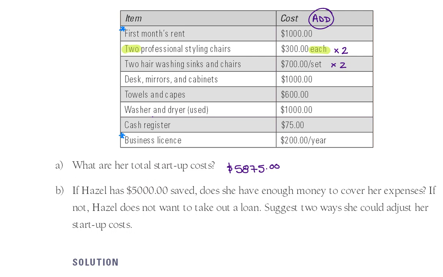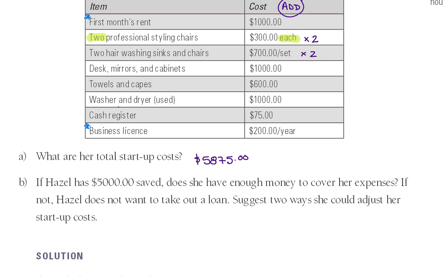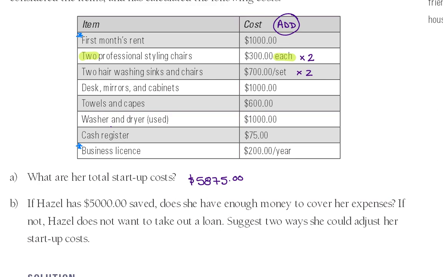Now, if she has $5,000 saved, does she have enough money to cover her expenses? No. Hazel does not want to take out a loan, so suggest 2 ways that she could adjust her startup costs. The question is more specific: suggest 2 ways she could adjust her startup costs. So not delay her startup. She could save more by delaying her startup, but what could she do within this if she wants to start today? She's missing how much money? $875.